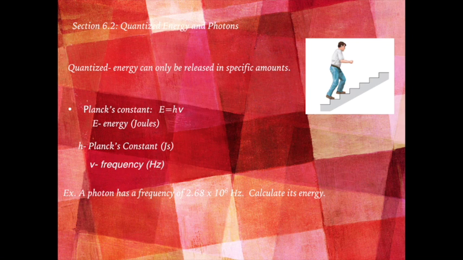It tells you that a photon has a frequency of 2.68 times 10 to the 6th hertz, and it wants you to calculate the energy. Well, you're going to use E equals h times frequency. You don't know your energy. You know Planck's constant, which is 6.626 times 10 to the -34th, and you know your frequency. So you plug all those in, multiply them together, and what you end up getting is 1.78 times 10 to the -27th joules.